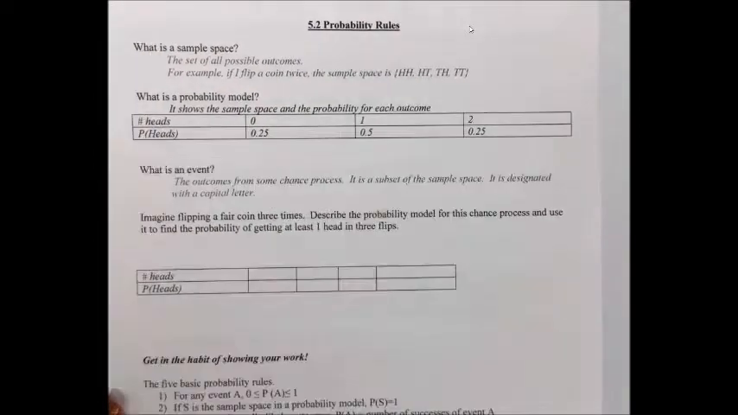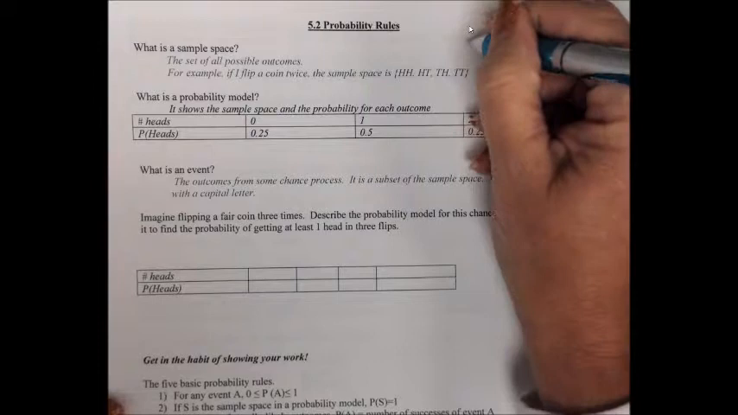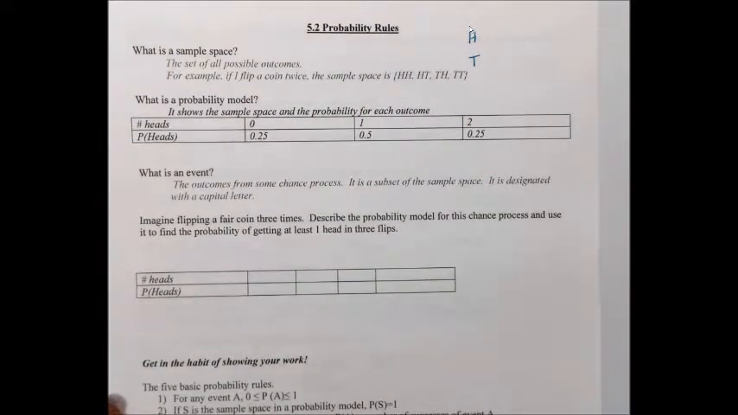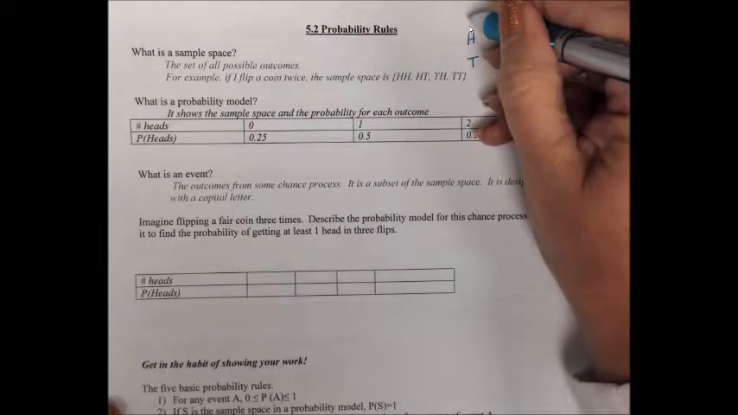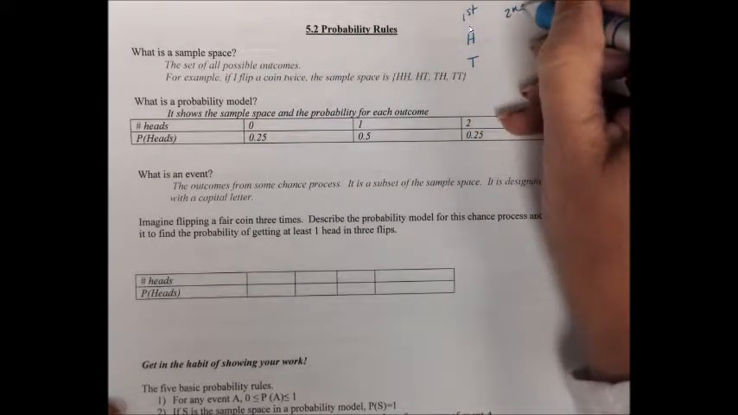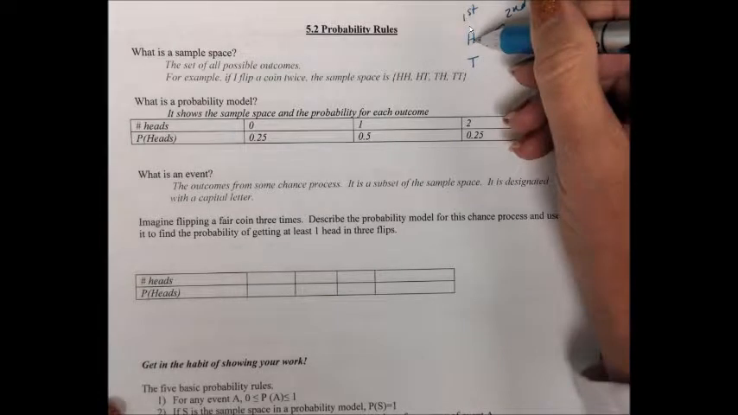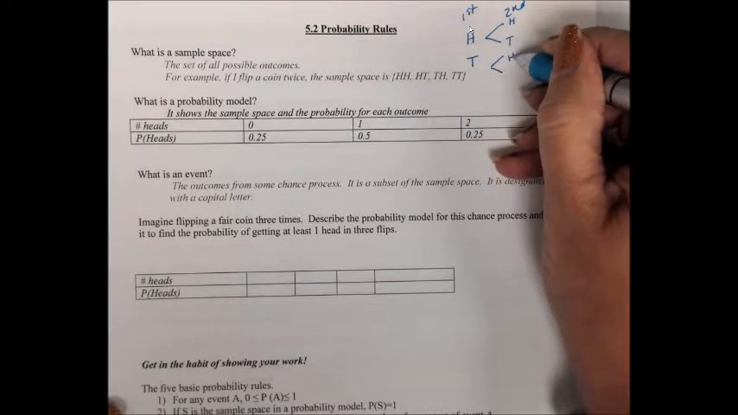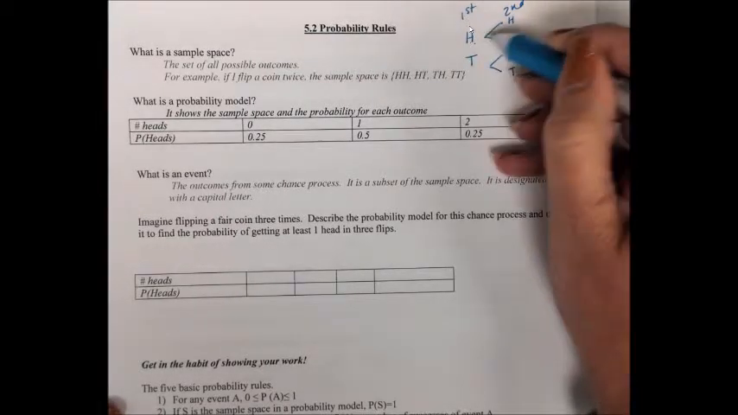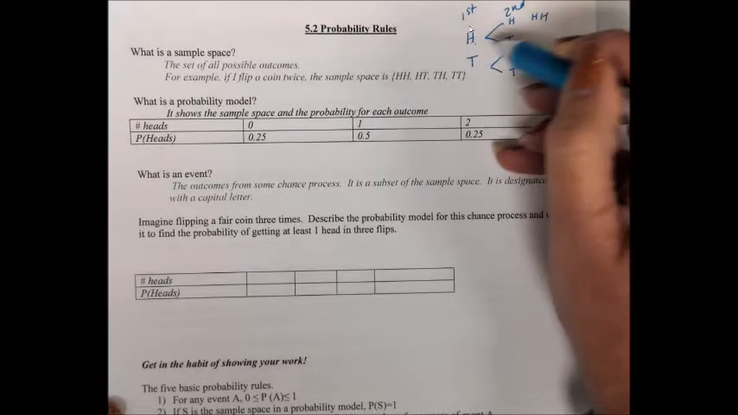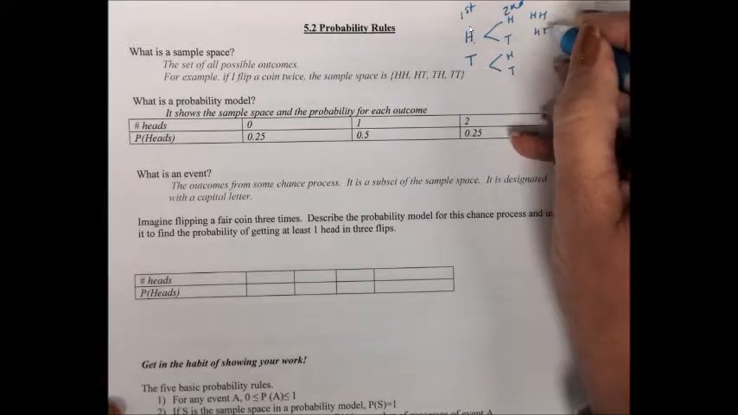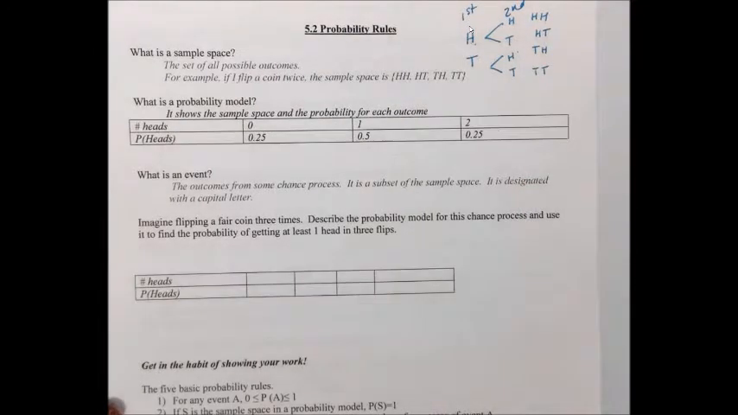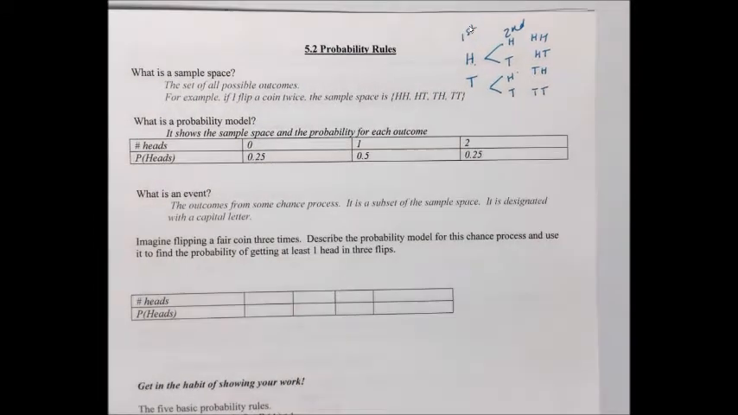Another way to create this is you could do a tree diagram. In my first toss, I could get heads or tails. And then in my second toss, even if I flip heads first, I could still get heads or tails second, and the same if I flip tails. So that's how this is created. So this is heads, heads; heads, tails; tails, heads; tails, tails. That is how you can create a sample space with a tree diagram.